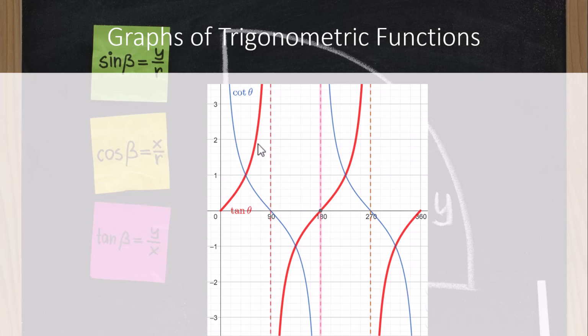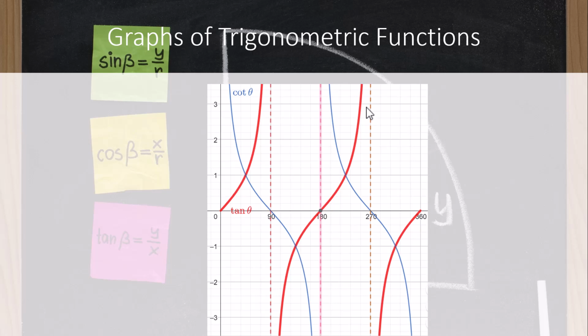Cotangent is similar to tangent in the sense that, once again, it varies between -infinity and infinity, but this one has vertical asymptotes whenever tangent is equal to 0. So at 0, 180 right here, and 360. Remember, cotangent is the one in the blue.